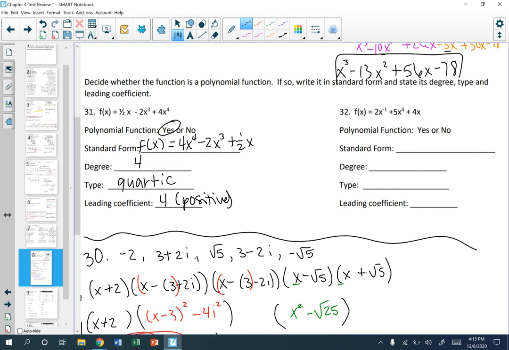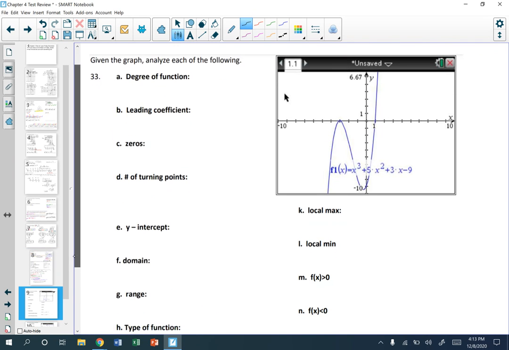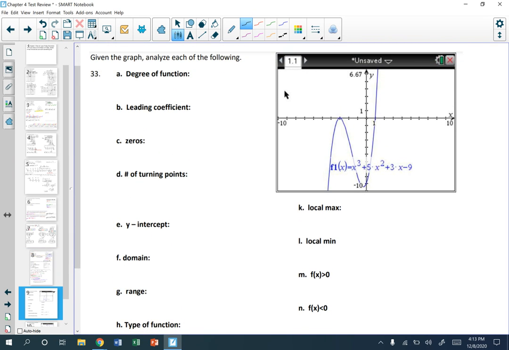All right, 32, are all of my exponents whole numbers? No, they're not, because this is negative 1, so this is not a polynomial. All right, last section here. Number 33, we're looking for the degree. Two ways I can analyze this. I can look at my x-intercepts. Here I know there's a repeated one, so from there I can find that it's 3, or looking at the function, I see my highest power is x to the third. Leading coefficient is 1, or positive.